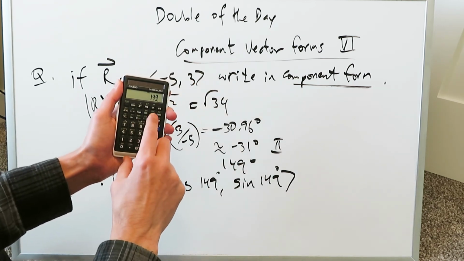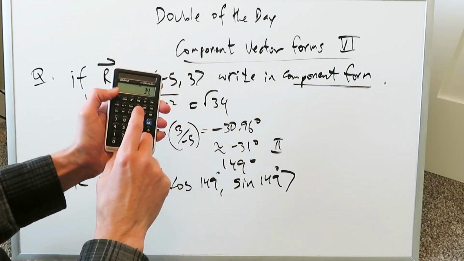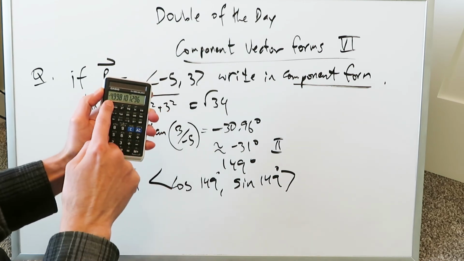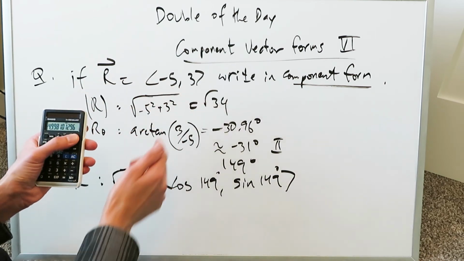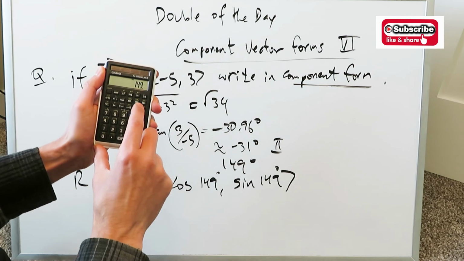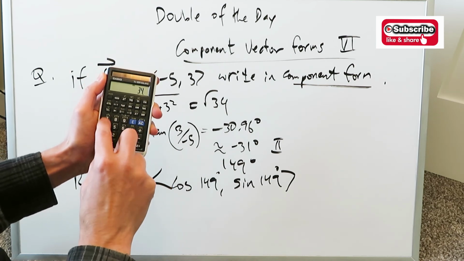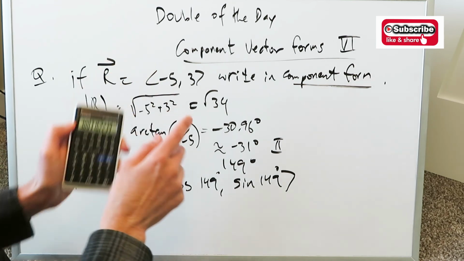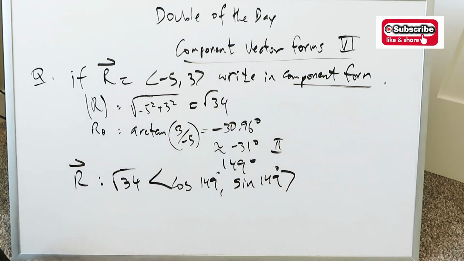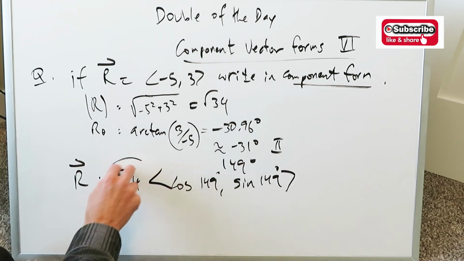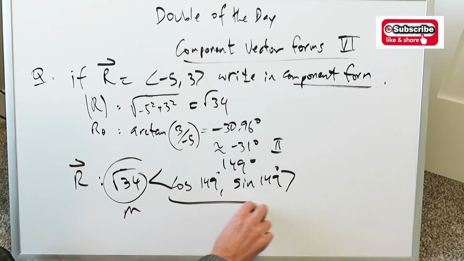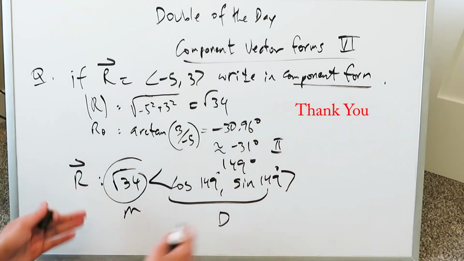We'll do 149 cosine and we'll multiply by square root of 34. I get a minus 4.99, which is minus 5. And then I do sine of 149 and I multiply that by square root of 34. I get a 3, which is good. So we're good. So remember, the component form is this. You have a magnitude right over here, and then you have the direction right here represented in this format.